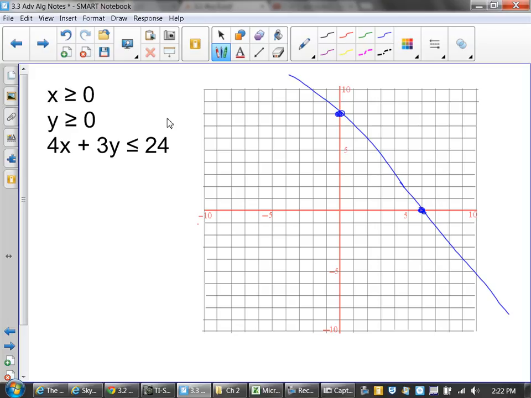Now, does it go through the origin? I don't think so, at least it doesn't. All right, what's 0 plus 0? 0. Is it smaller than 24? Yes. Okay, so it's shading towards the origin.